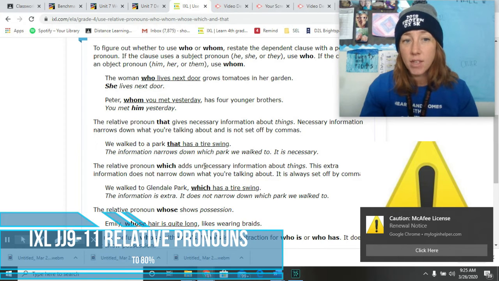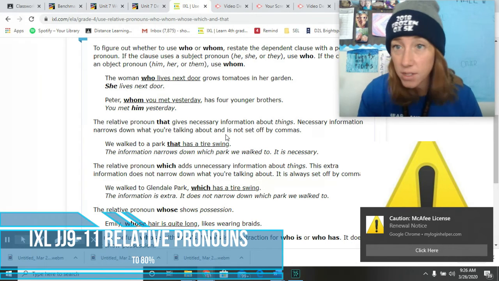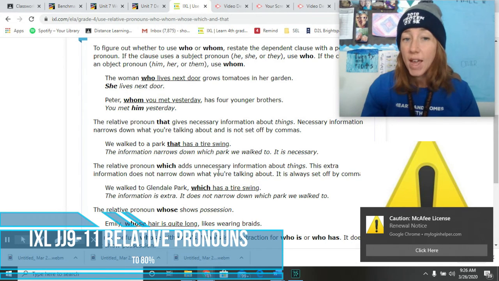Which adds unnecessary information about things. This extra information does not narrow down what you're talking about. It always has a comma. So you're looking, that doesn't have a comma, which has a comma, and it's unnecessary. We walk to a park that has a tire swing. This one is necessary because there's lots of parks, but I'm going to one with a tire swing.